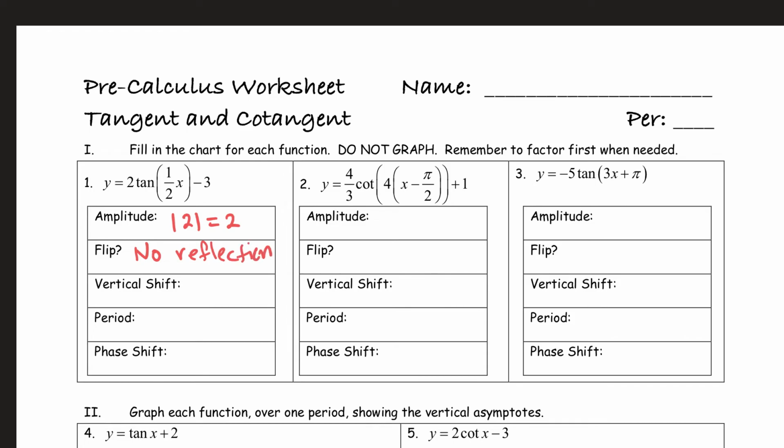Vertical shift, yes. The period, once again, period for tangent is pi over b. In this case, it's pi over 1/2, which is 2 pi. And there's no phase shift.